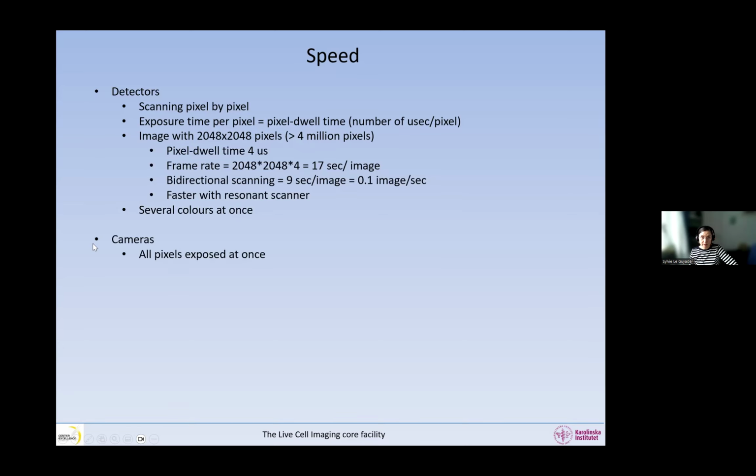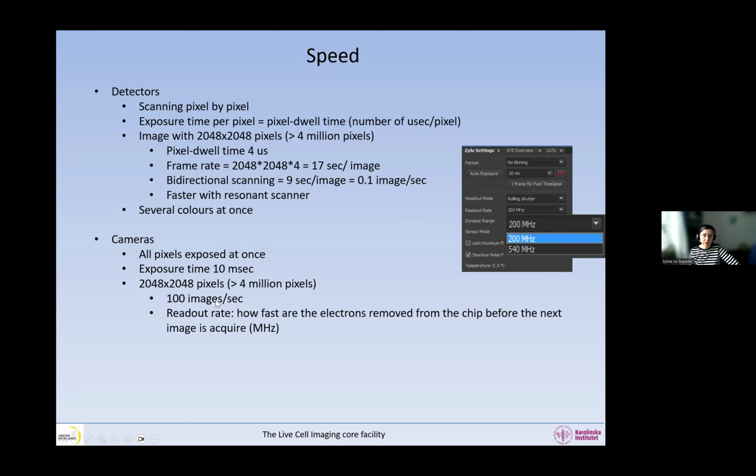So when it comes to cameras, all the camera pixels are exposed at the same time. And it's very common that we acquire images at 10 milliseconds for the whole image. So if we acquire with 2048 by 2048 pixels, and some cameras have even more pixels, that's again 4 million pixels. We're talking about going at 100 images per second. So with the same number of pixels, we were at 0.1 image per second, and now we are 1,000 times faster. So yes, cameras are faster.